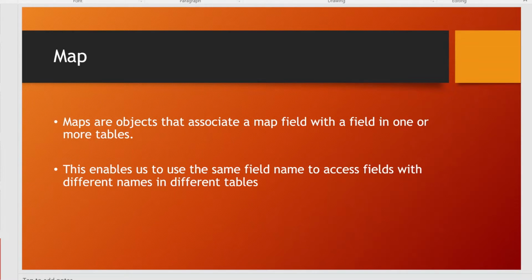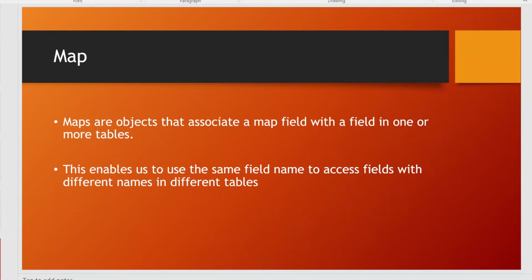Maps. Maps are objects. They are very easy to use. We access the table data using maps. With a map, we can associate a map field with a field in one or more tables. This enables us to use the same field name to access fields with different names in different tables.